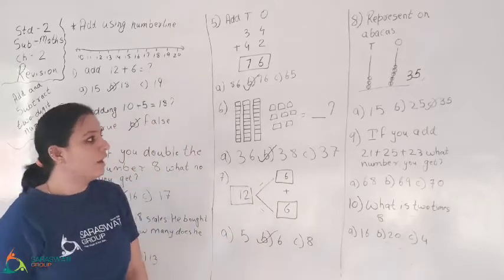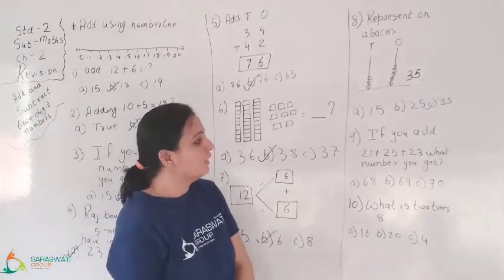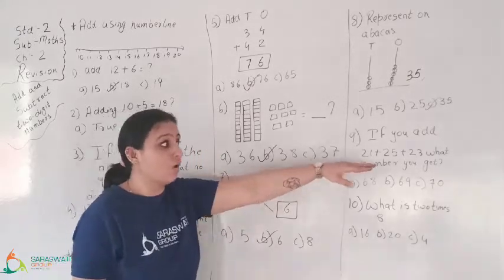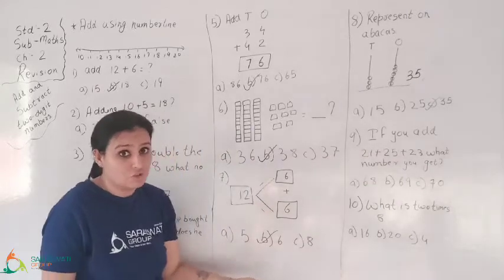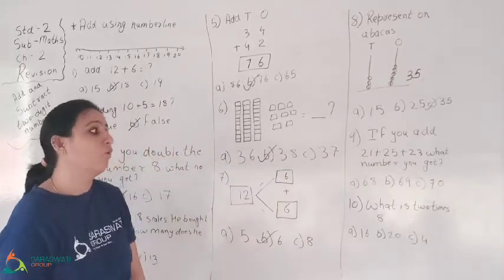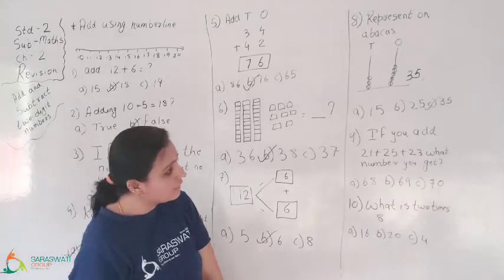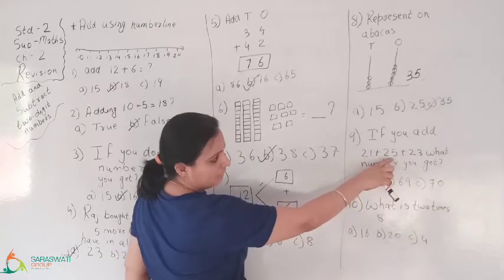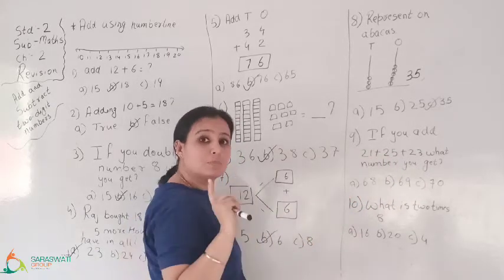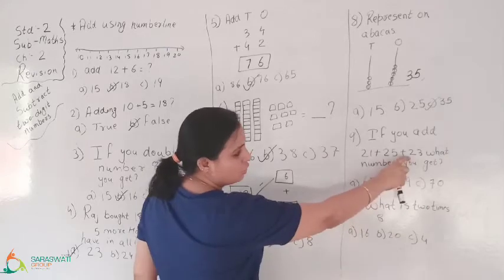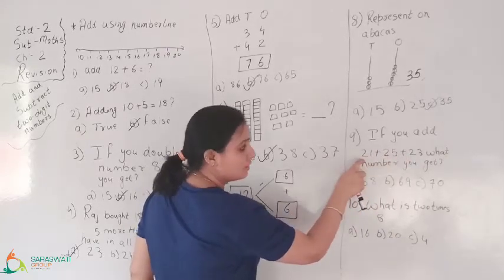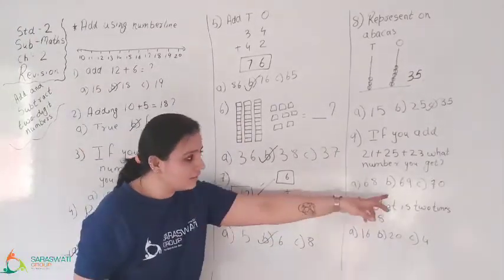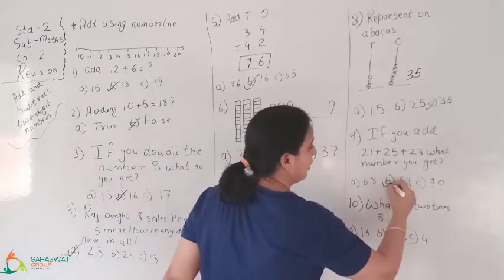Okay. Now 9th is, if you add 21 plus 25 plus 23, what number you get? This is horizontal addition, the same way vertical addition. आप ये 3 numbers add करोगे तो आपको कौन सा number मिलेगा? So let's see. First adding from ones place, 3 and 5 is 8. 8 plus 1 is 9. So ones place पर 9. और tens place पर 2 and 2 is 4. 4 and 2 is 6. So tens पर 6. So what will be the answer? 69. So where is 69? It's here. So we will tick this.